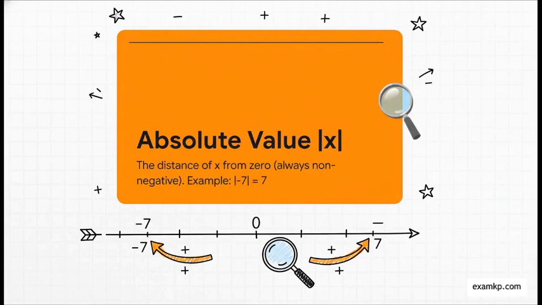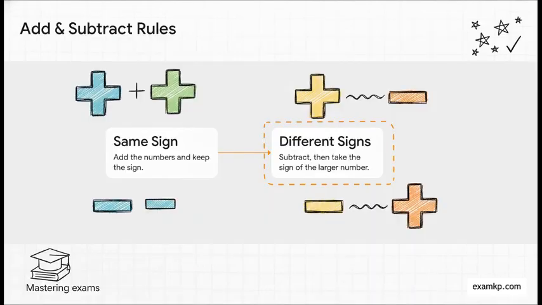Next up, let's talk about absolute value. When you see those two vertical bars around the number, it's not complicated. It's just asking one simple question: how far is this number from 0? And since distance can't be negative, the answer is always going to be positive, or 0. So, the absolute value of -7 is just 7. Easy, right? Okay, let's get into the operations.